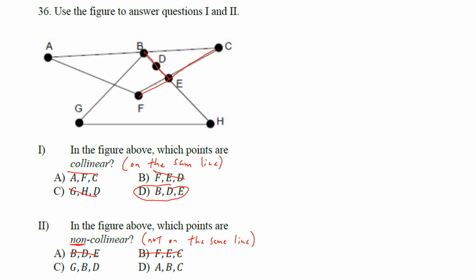Let's check the last one. ABC, ABC, all on the same line. So our correct answer is C. Again, we were looking for the ones not on the same line. So again, just be careful of the wording there. But that's it. That was the whole homework assignment for that section.